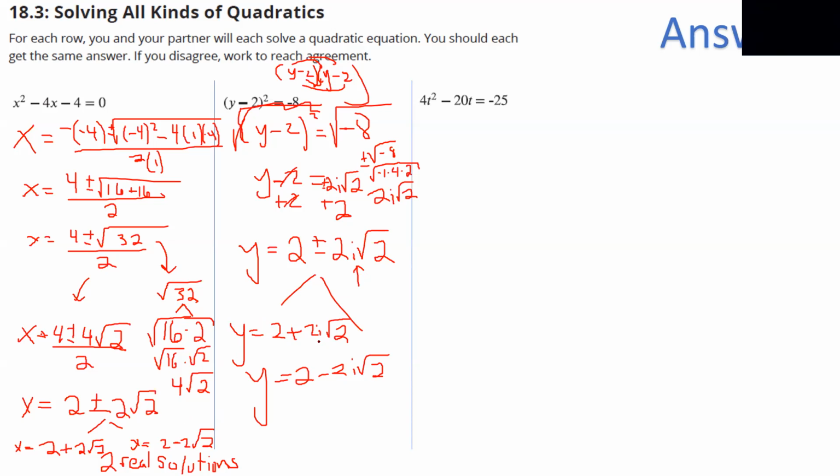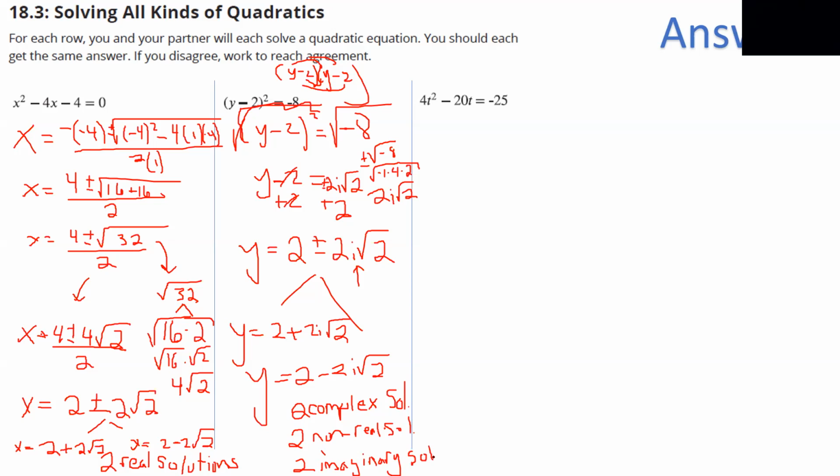And since they both have i's in their answer, you would say these are two non-real, or you can also say complex solutions. You can also say two non-real solutions, or you can even say two imaginary solutions.